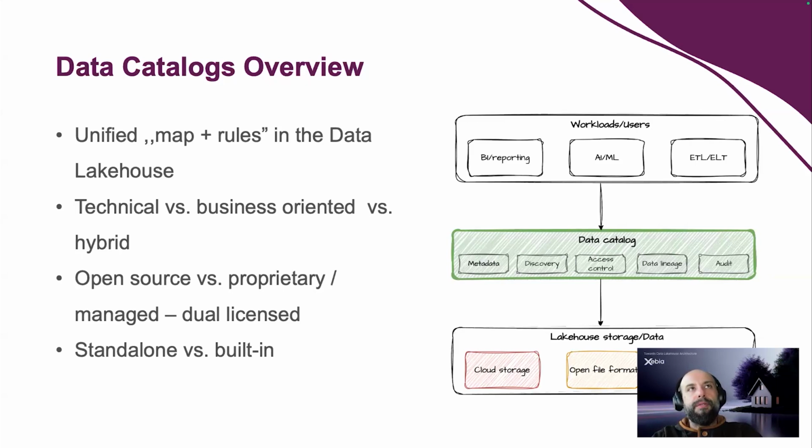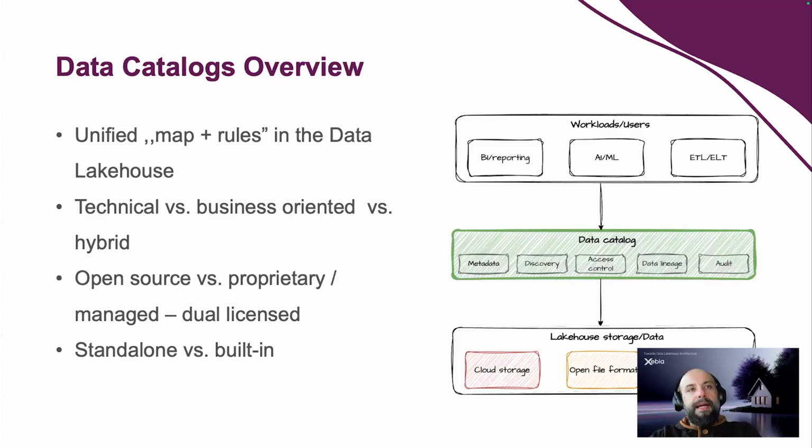Some of the open source catalogs are also dually licensed. There is a fully open source version available under the Apache license, but there are also cloud managed versions available. We also highlight that. And finally, there are standalone and built-in data catalogs. Standalone means you can use them as a separate component and combine them with other open source tooling. But there are also some, especially proprietary ones, that are very heavily connected to the rest of the platform. So you cannot really use them separately, but you can use them for integration with some existing open source components.